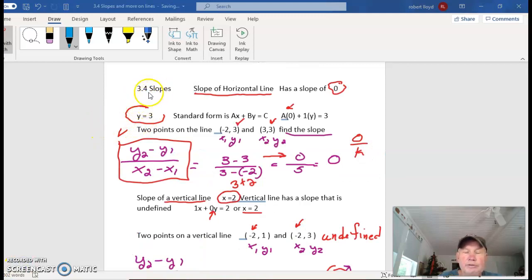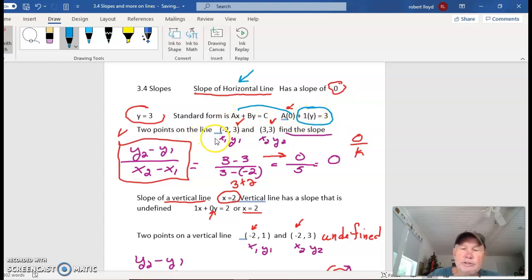So moving on to 3.4, we're going to deal with some special cases here. Slope of a horizontal line. A horizontal line has a slope of 0, and you'll see it such as this, y equals 3. The standard form is some number of x's plus some number of y's equals c. But here you can see that there are no x's. So you get y equals 3.